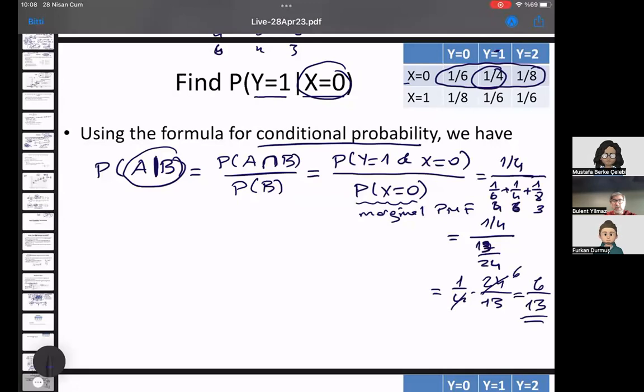Did everybody understand how I solved this question, arkadaşlar? For example, if I ask you, find probability of x equals 1 given y equals 1. Can you tell me the answer? X equals 1, given y equals 1. Okay. I'm expecting your answers.